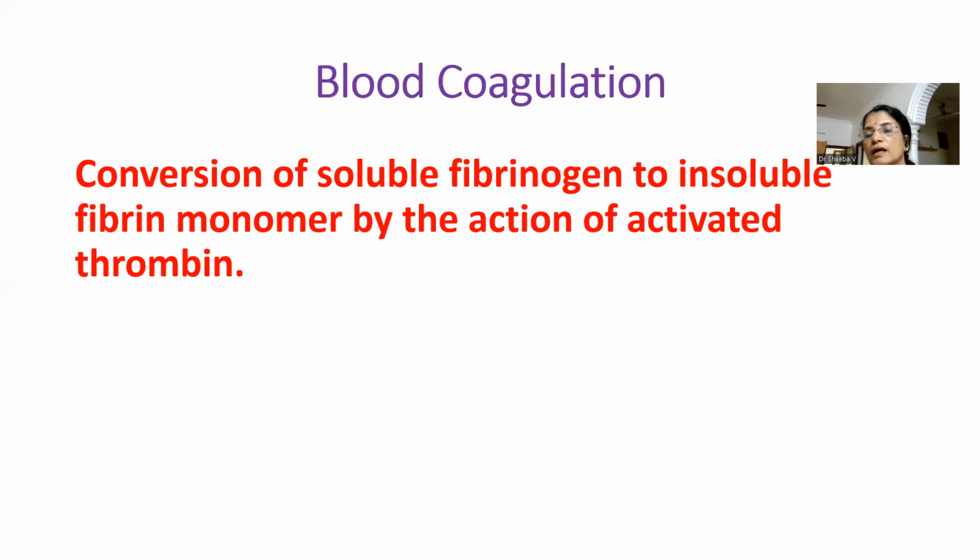Normally the thrombin exists in the inactive form, prothrombin. This thrombin is activated, and this activated thrombin converts the soluble fibrinogen. Fibrinogen is a pentamer, a high molecular weight plasma protein having a molecular weight of about 480,000, and this is converted to the fibrin monomer. Four polypeptide chains are removed from the fibrinogen and thus form a single monomer. Okay.